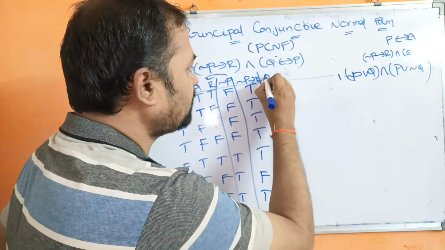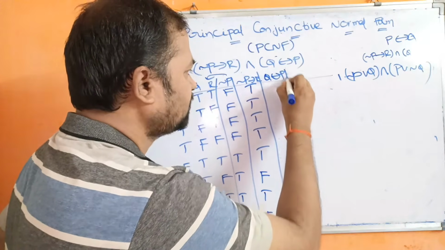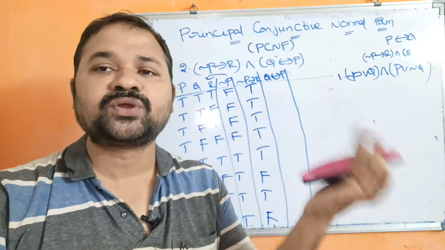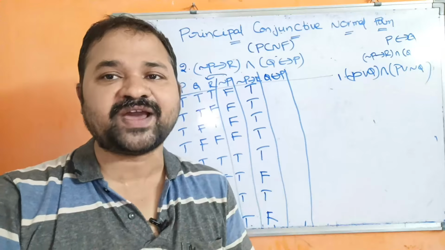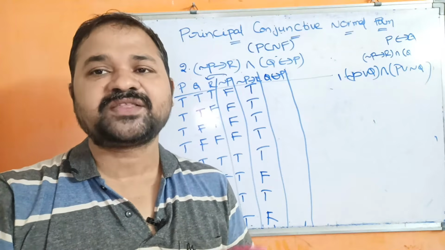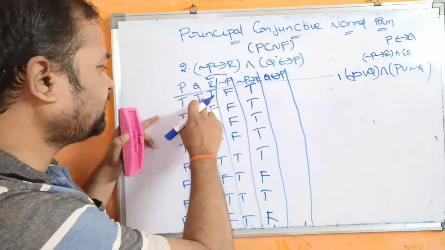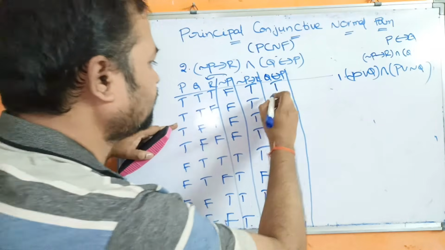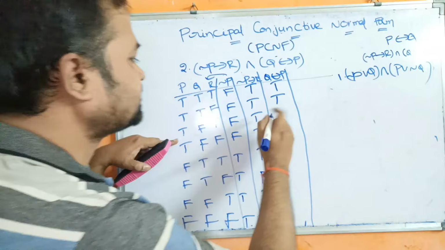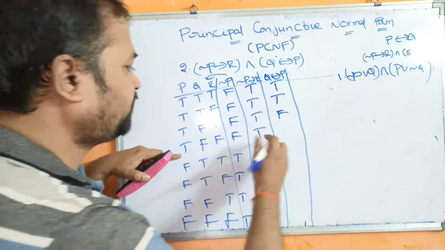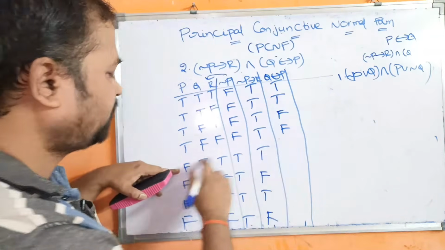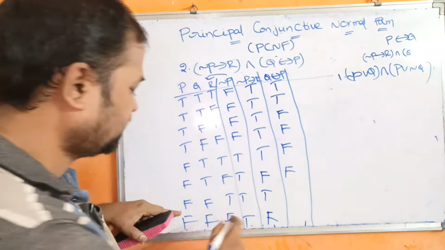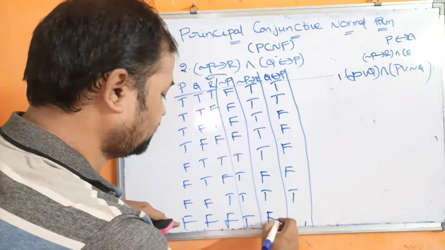Next we have to compute Q biconditional P. We know about biconditional. If both contain the same truth value, the result is true. Otherwise the result is false. Here we have P, here we have Q. True true, same truth value, so true. True false, different, so false. True false, different, false. False true, different, false. False true, different, false. False false, same truth value, true.